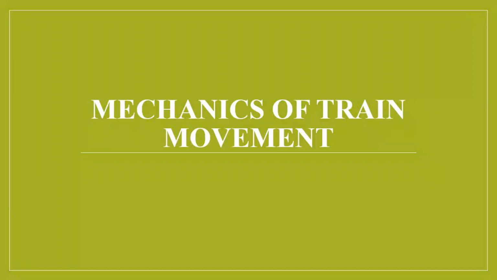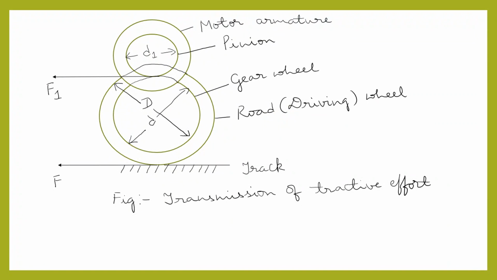In this video, we'll study the mechanics of train movement. So let us consider the driving mechanism of an electric vehicle, which is as shown in the figure. Here, the armature of the driving motor has a pinion meshed with the gear wheel on the driving wheel. The diameter of the pinion is D1, of the gear wheel is D, and of the road wheel is capital D.